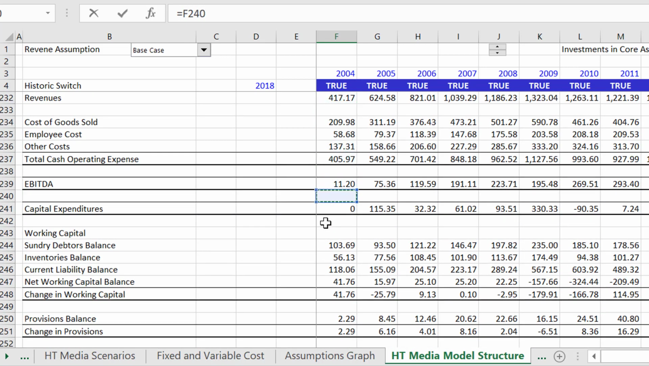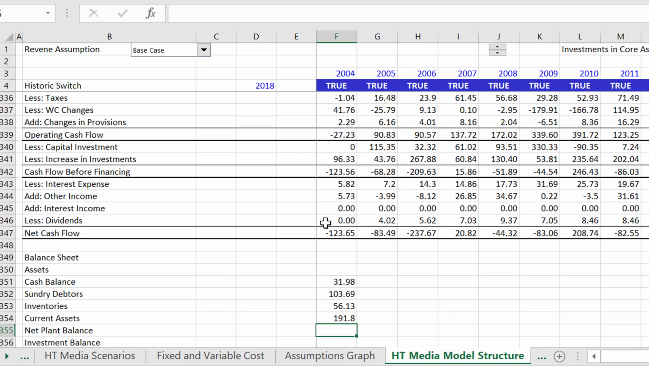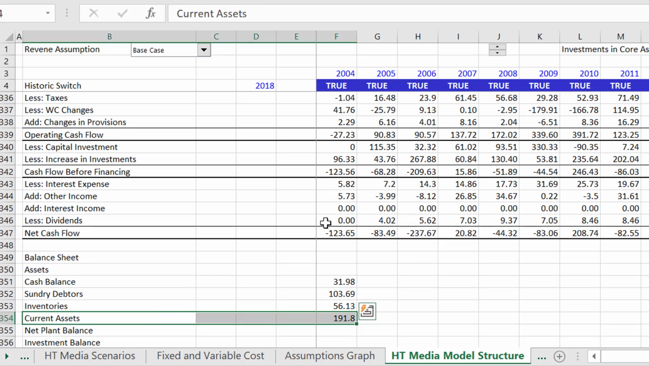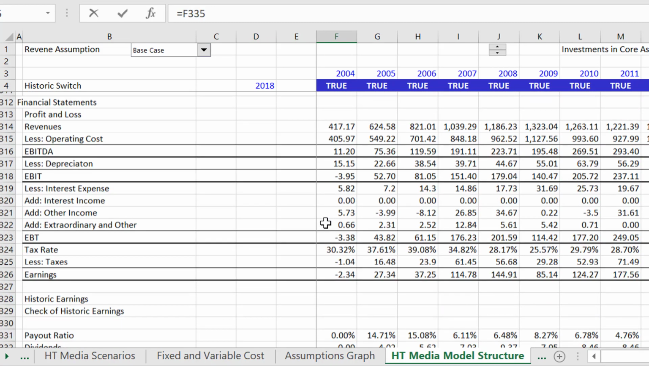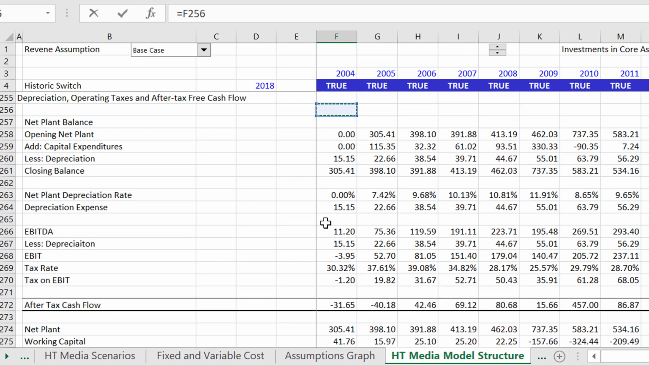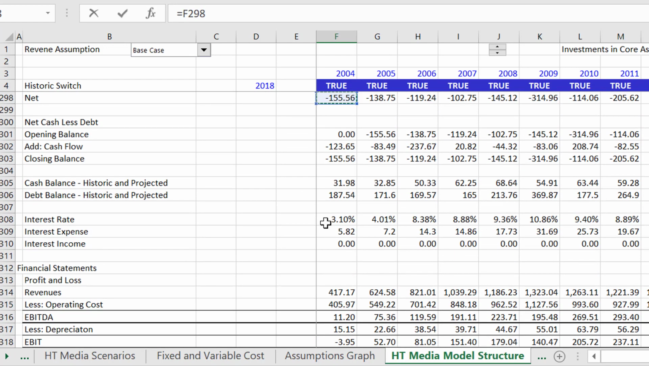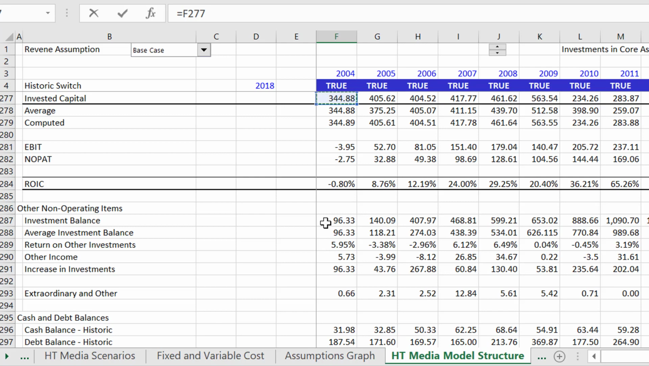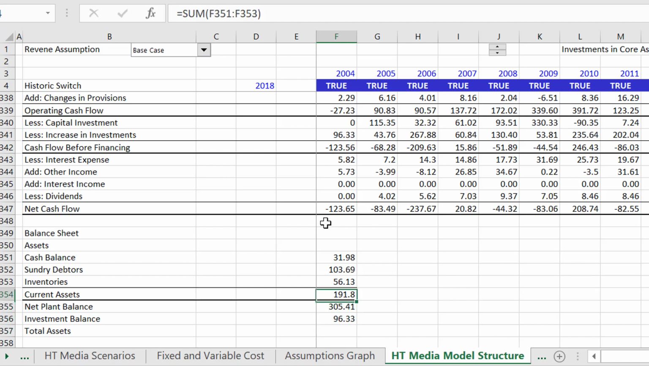Okay, and then we can press alternate equal to get a subtotal, okay? And then we'll get our net plant balance. You remember we had that somewhere upstairs. And whenever we have these balances, we did this historic check, but that's not exactly right. And then we put our investment balance up here. Okay, and then our total assets, we can just select this like this and press alternate equal.